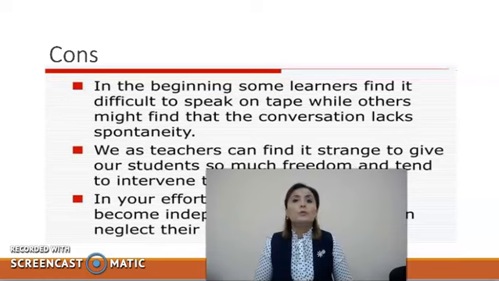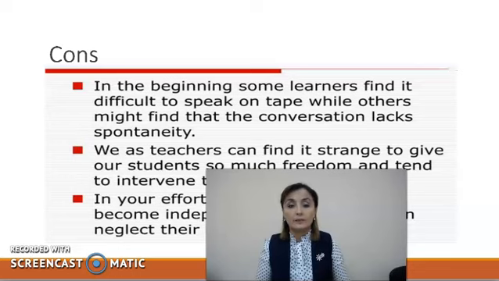And now let's speak about the cons. What are the cons of this community language learning method? The first con is that in the beginning, some learners find it difficult to speak on the tape, while others might find that the conversation lacks spontaneity. We as teachers can find it strange to give our students so much freedom and tend to intervene too much. In our thoughts to let our students become independent learners, we can neglect their need for guidance.